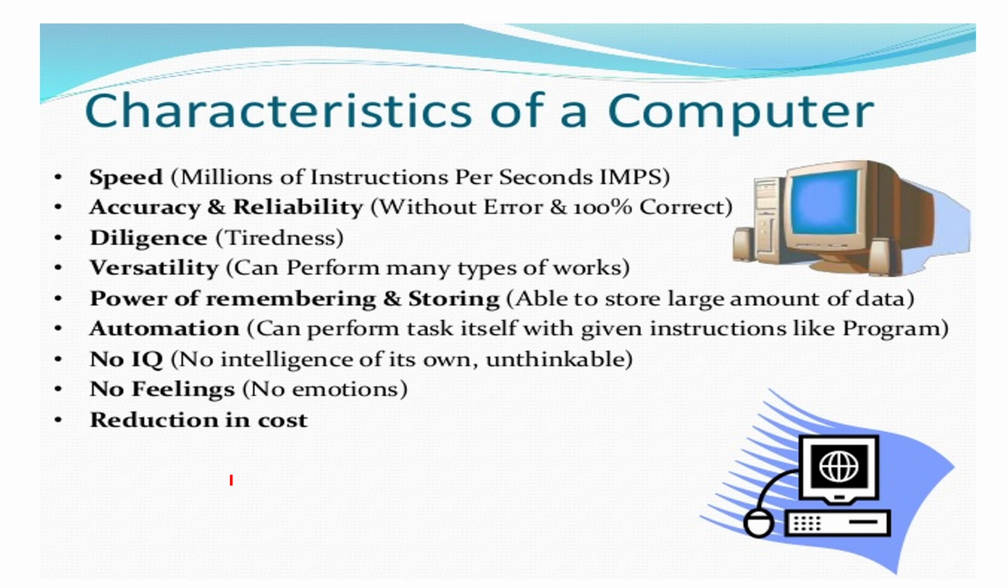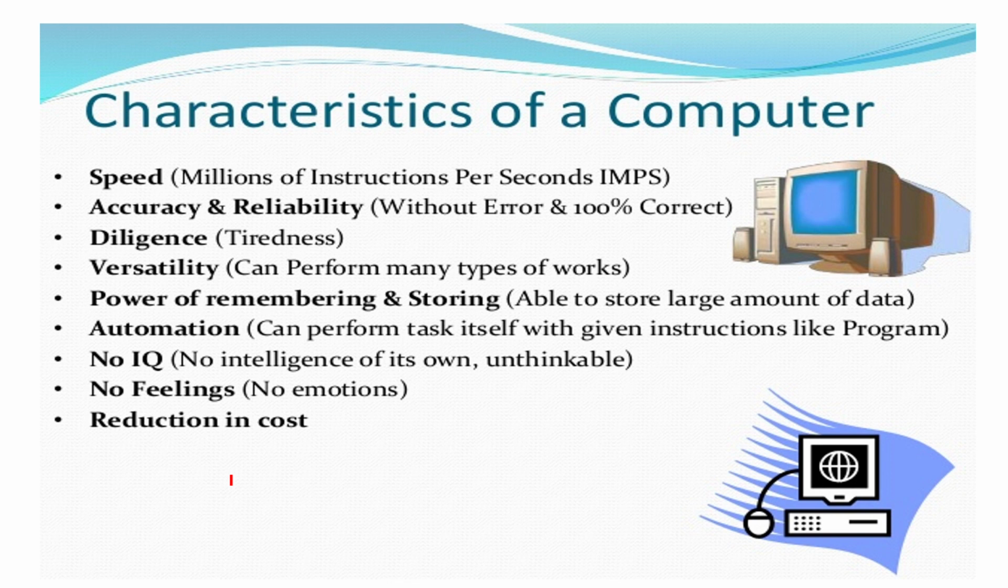Here are a few characteristics of the computer. First one is speed. Its speed is millions of instructions per second, that is MIPS, meaning it does not get tired while doing things. It is very speedy. It does the work in a speedy manner. Next one is accurate and reliable. That means that it does not make any mistake or error. It is 100% accurate. It will give you a correct result.